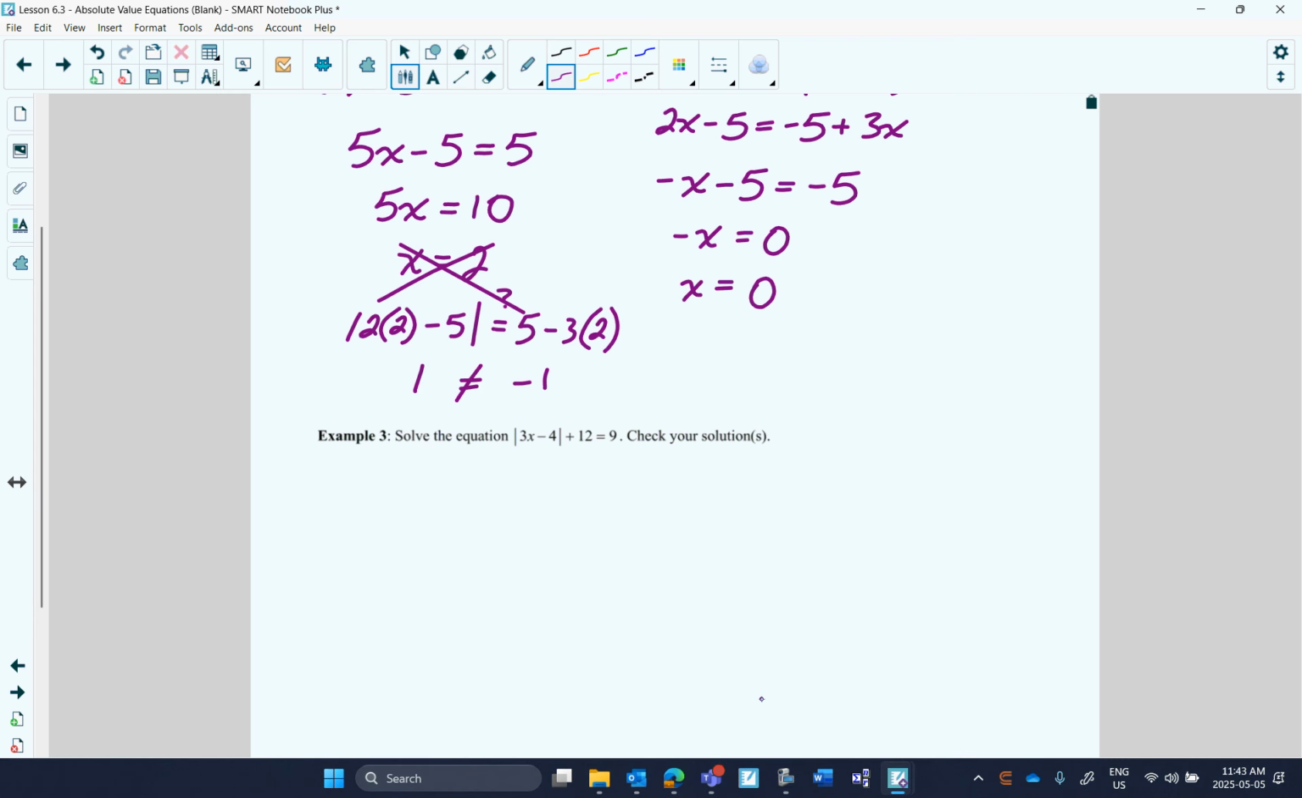Let's try 0. 2 times 0 minus 5, and take the absolute value. Does that equal 5 minus 3 times 0? Yeah, this works out to -5, and then the absolute value is +5, which does equal 5 minus 3 times 0. So our only good solution is 0.